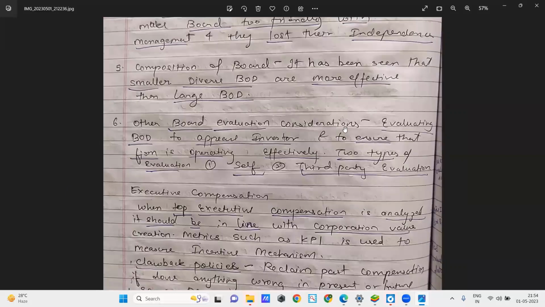Other board evaluation considerations: when evaluating the board of directors to appease investors and to ensure that the firm is operating effectively, two types of evaluation are done. One is self-evaluation and the second is third-party evaluation. Self-evaluation will not hold much confidence, but third-party evaluation will give higher confidence among the shareholders.